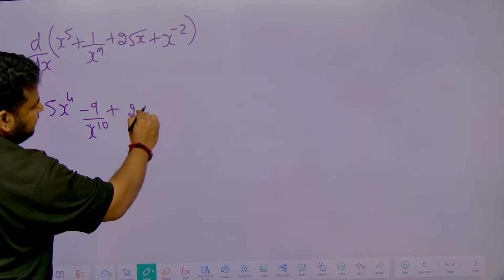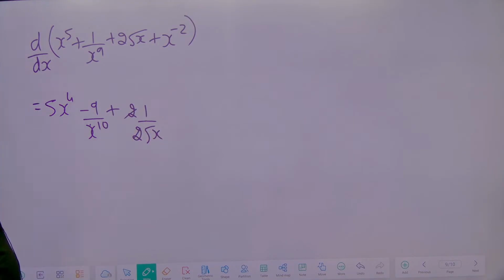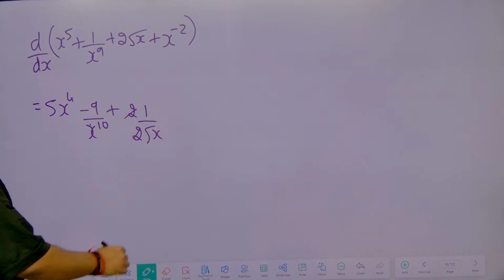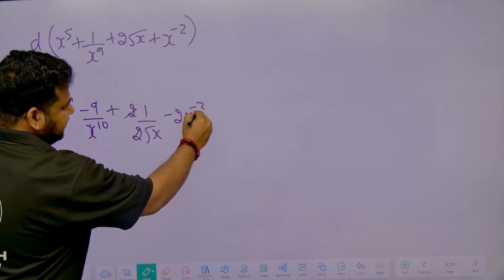Derivative of root x is what? 1 by 2 root x. So, what I can do, 2 and 2 I can cancel. x to the power of minus 2 is there. What I can write? Minus 2 into x to the power of minus 3.